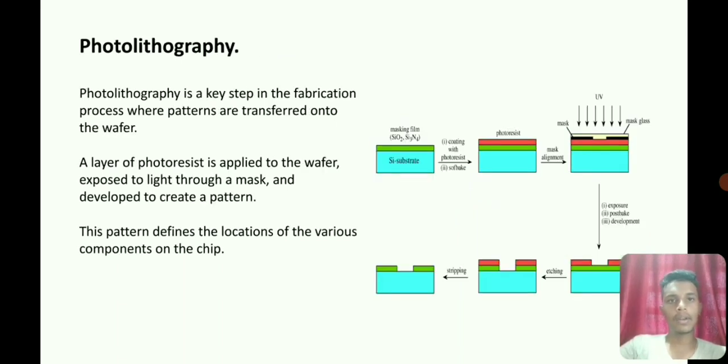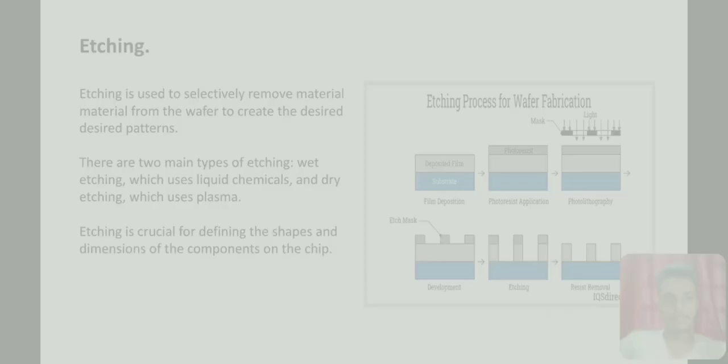And photolithography is a key step in the fabrication process where patterns are transferred onto the wafer. A layer of photoresist is applied to the wafer, exposed to light through a mask, and developed to create a pattern. This pattern defines the location of the various components on the wafer.